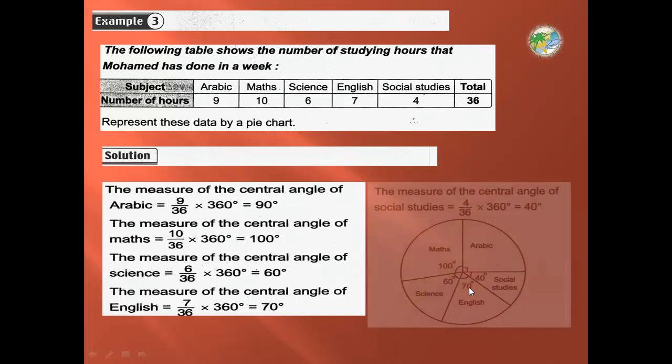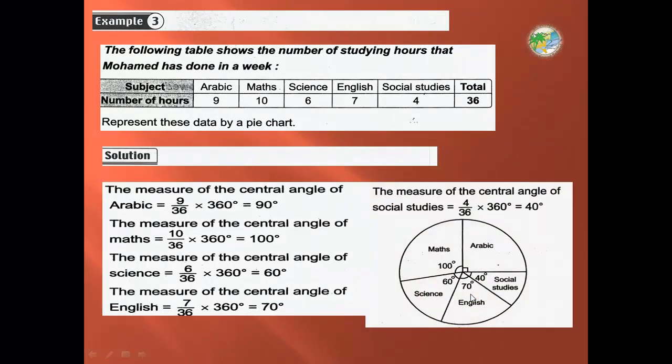So draw the circle with any radius and determine the center. Draw a horizontal line, and start using the protractor.